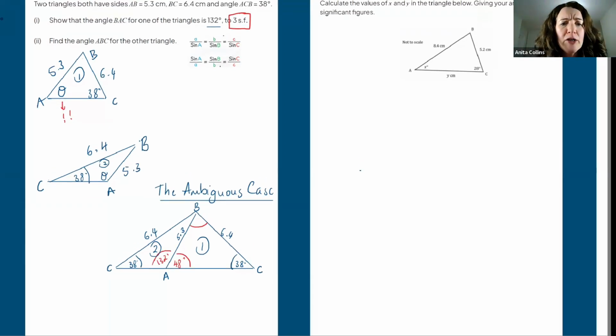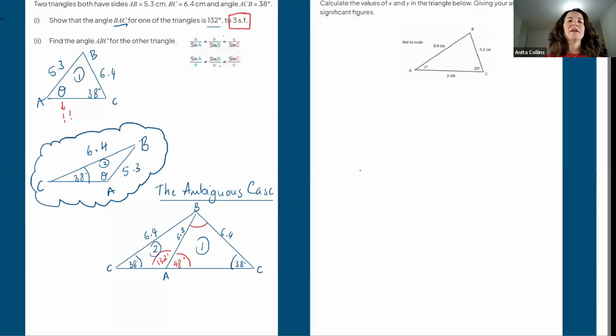What was I asked again? Show that the angle BAC, so let's take this diagram here because that's the one that we know is the realistic looking one. And we've got to show that that angle theta is 132 degrees.